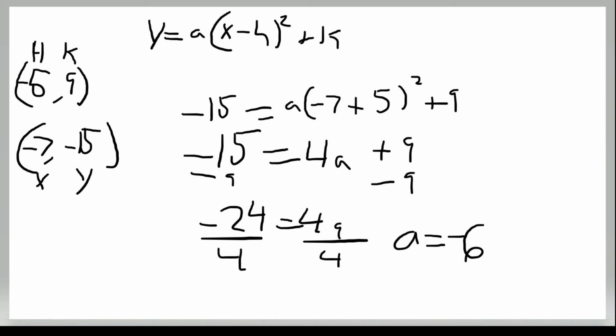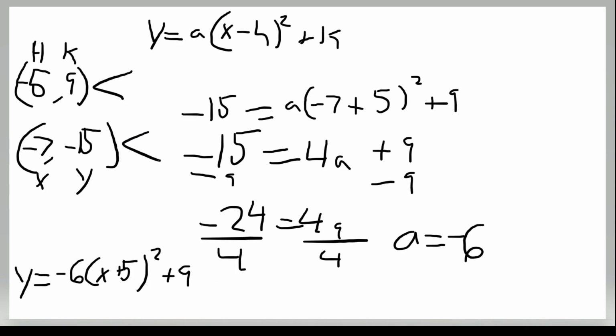So now that we have A, we'll just take our equation back up here and re-plug it in. So it'd be Y equals negative 6 outside the parentheses of (X plus 5) squared plus 9. And that is how you solve an equation. Yeah, that's how you make an equation out of just the vertex and a point. That's the answer.